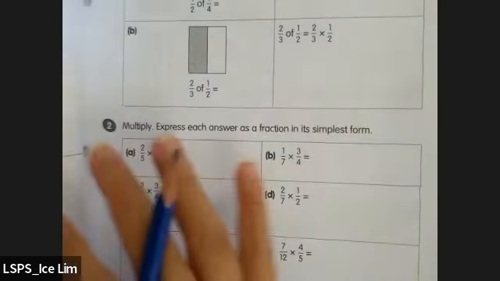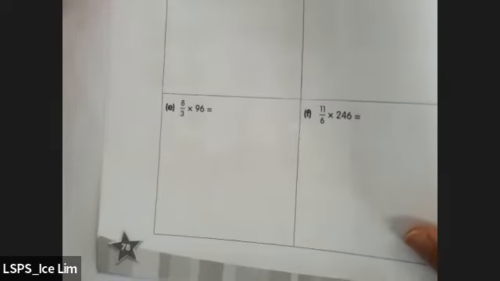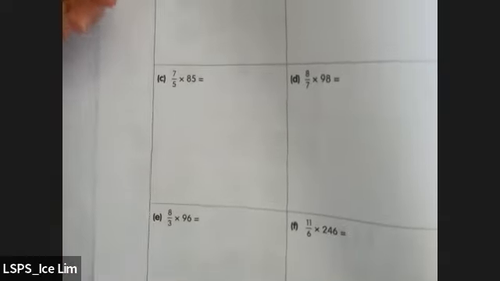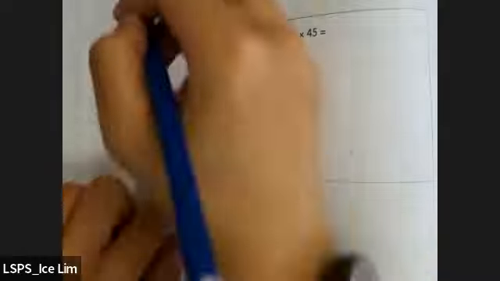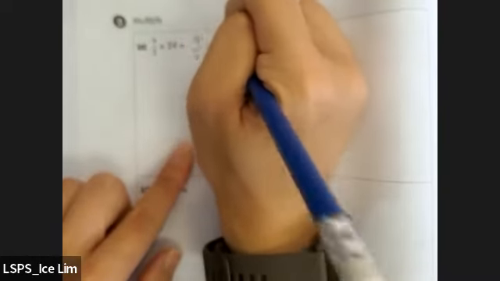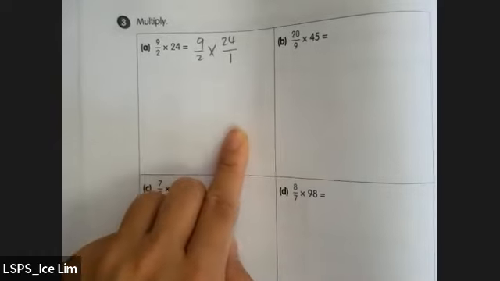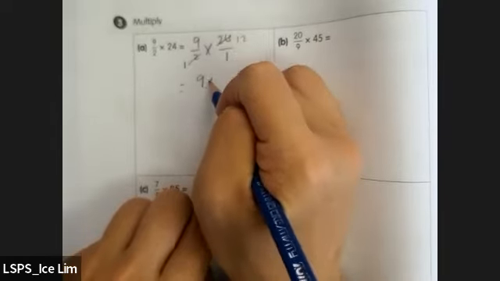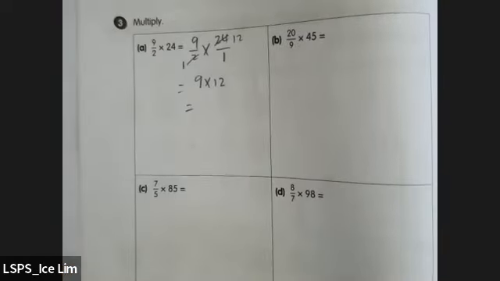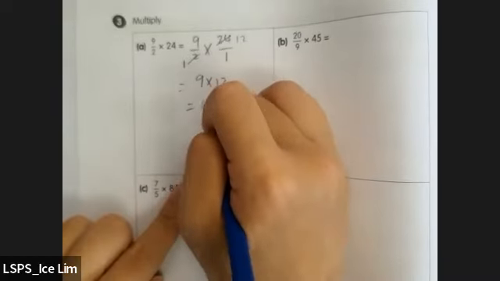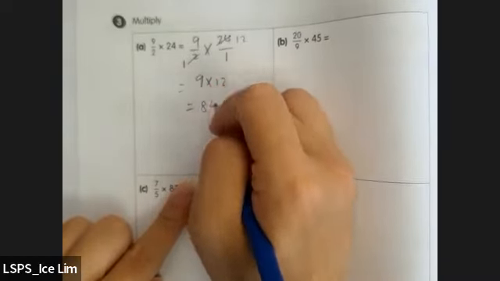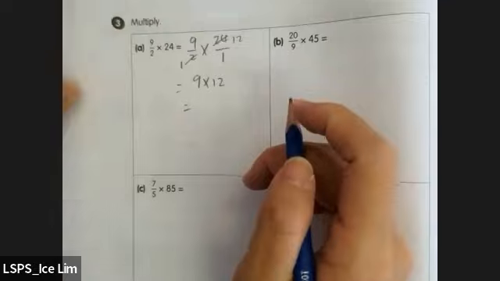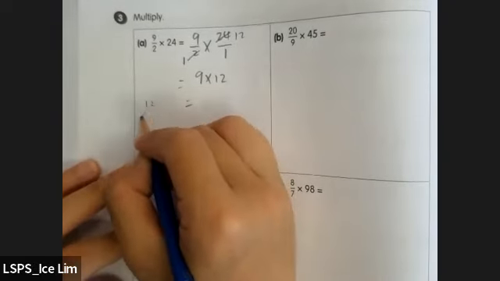Now, can you try this on your own? As homework, page 78. Remember, if you can cancel, cancel; if you cannot cancel, don't cancel. What does it mean? For example, here, 9/2 times 24. If I simplify first, I get 9 times 12, that will be 84. Are you sure? Twelve times 9 is 108.